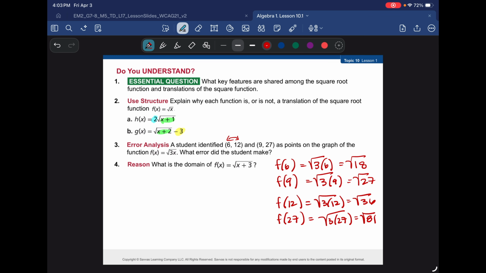Number 4, what is the domain of the square root of x plus 3? So let's think what's happened to this function. The change is happening inside the parentheses, so that is a horizontal translation, which means we would have to add 3 to the new function to get it to match up with the parent function. So that means our graph would have shifted 3 units to the left. If it's 3 units to the left, then our domain has shifted 3 units to the left. So our domain, instead of starting at 0, would start at -3.